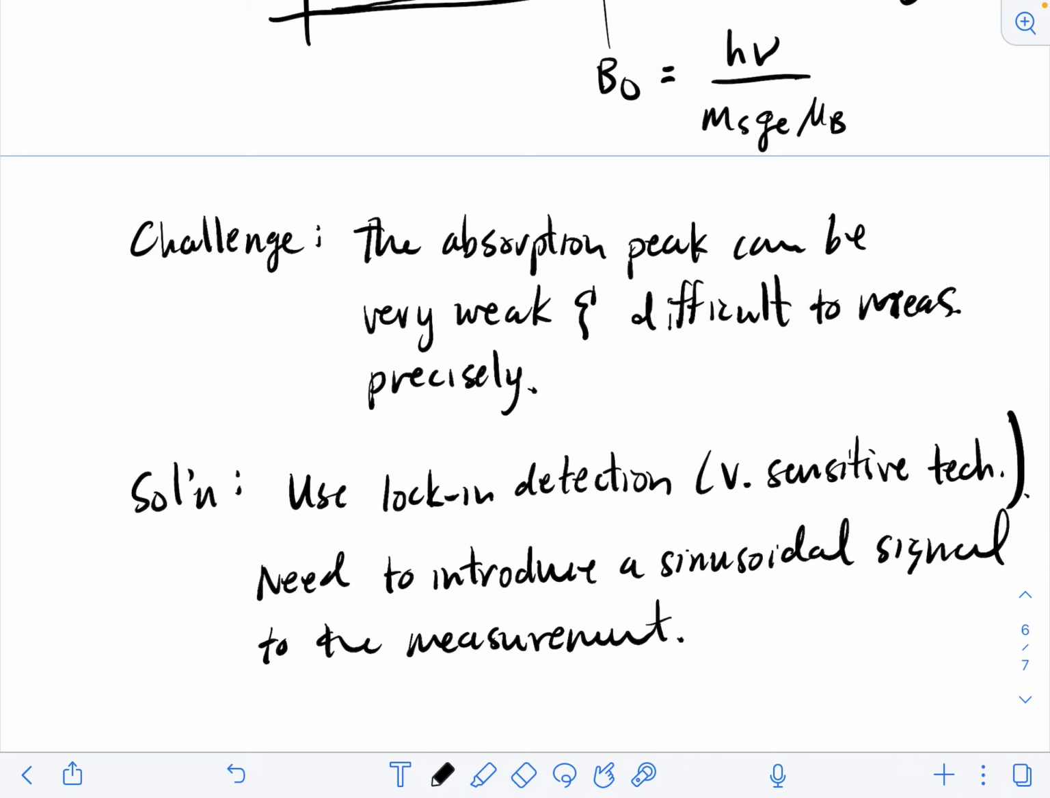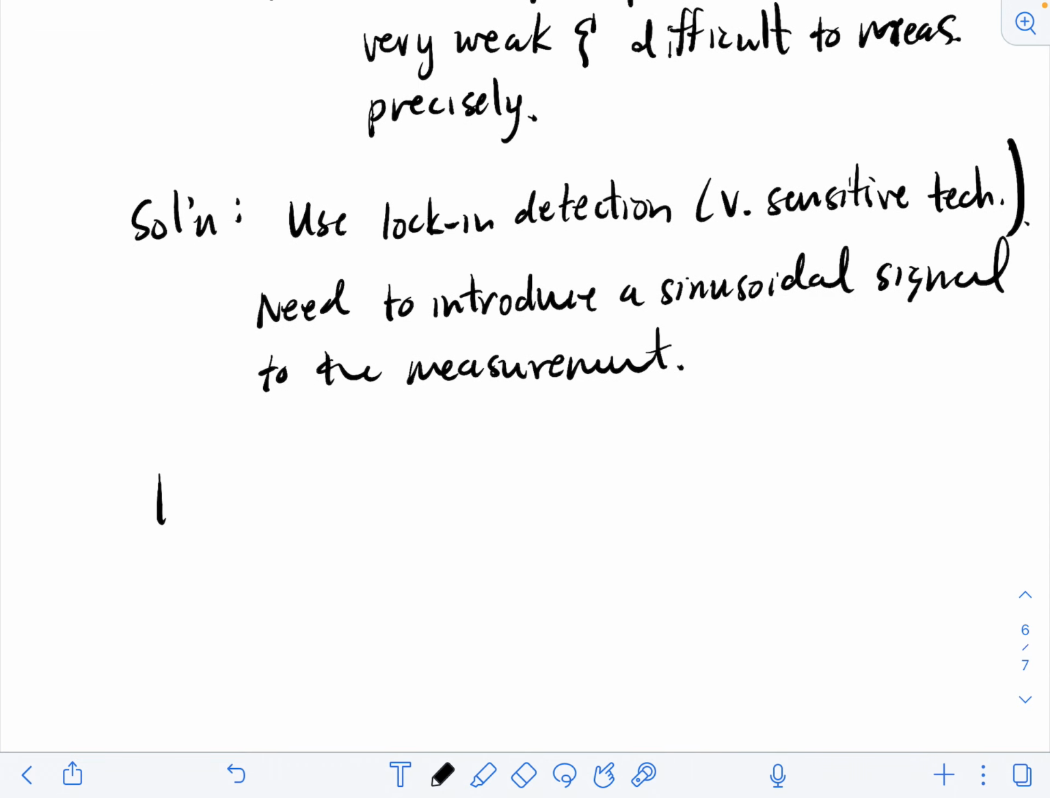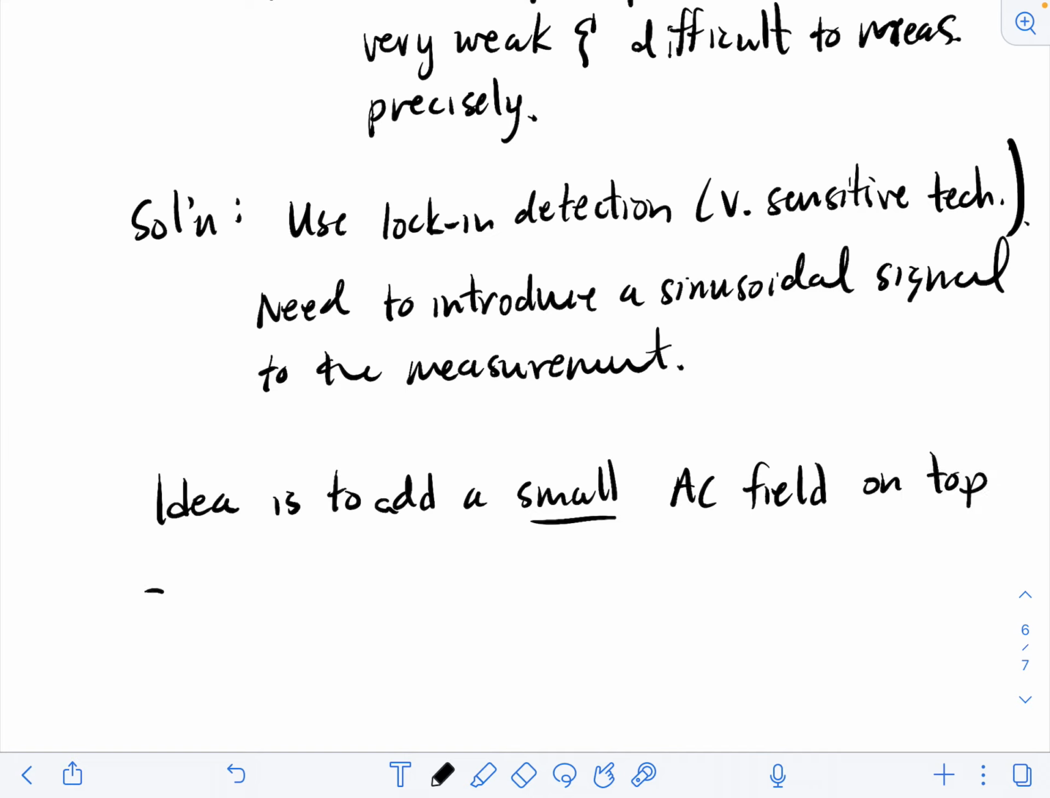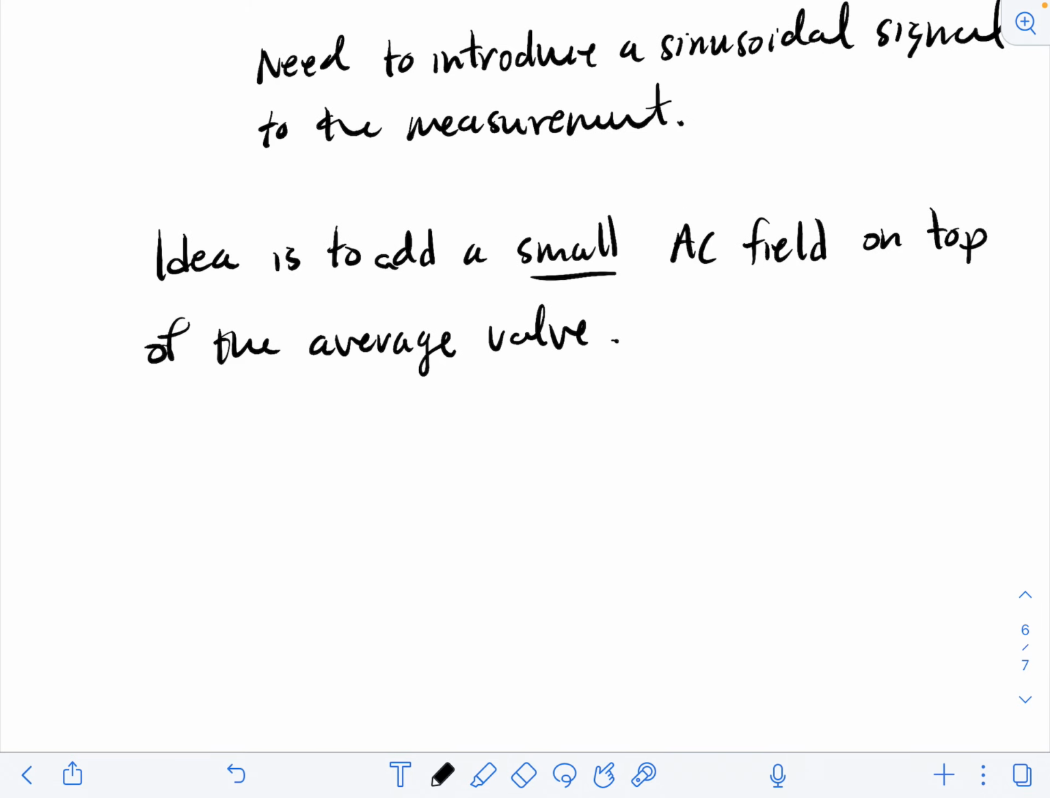And so the idea is to add a small AC field on top of the average value. We're already applying a large DC magnetic field. What we're going to do is add a small sine wave on top of that. And so B is going to be equal to some average value, the DC component, plus some oscillation on top of that.